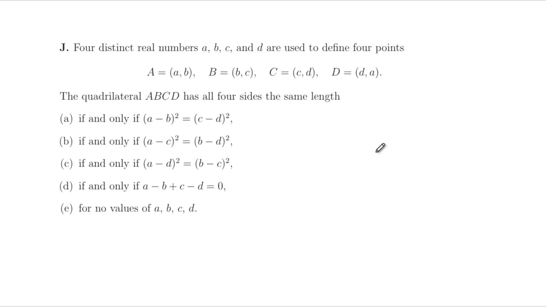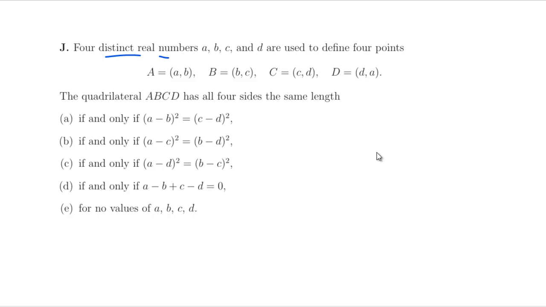Four distinct real numbers A, B, C, and D are used to define four points. Okay, so they've got similarities in their coordinate sense. We've got AB, BC, CD, and DA. Quadrilateral ABCD has all four sides the same length. Right, well, there's going to be a lot of Pythagoras on this then.